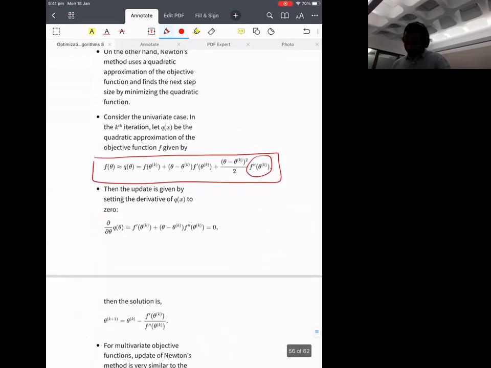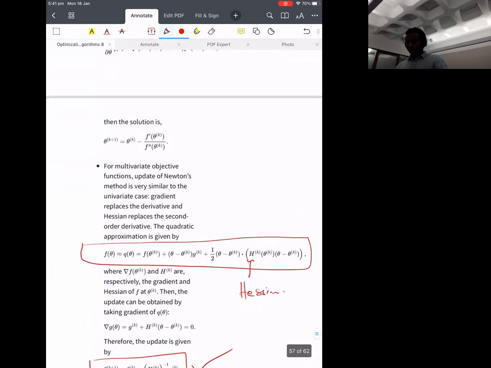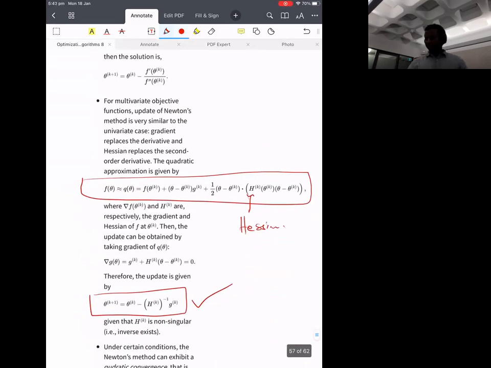So what is the advantage? Can someone say what is the advantage of going for a second order approximation over first order? Suppose you can compute the Hessian and everything, why is it good to have a second order approximation rather than first order? Yes, that is the right answer. This is closer to the true function.